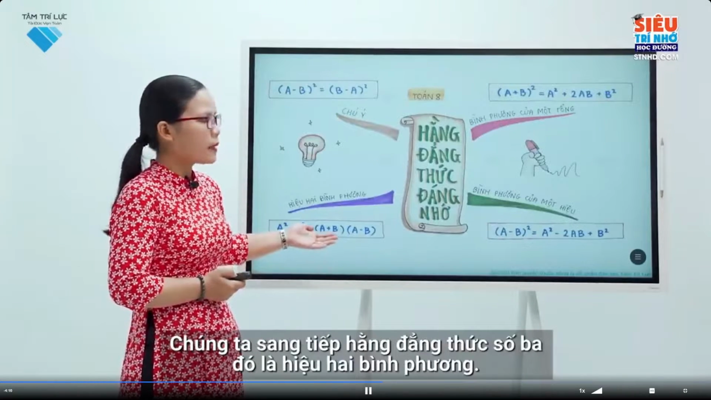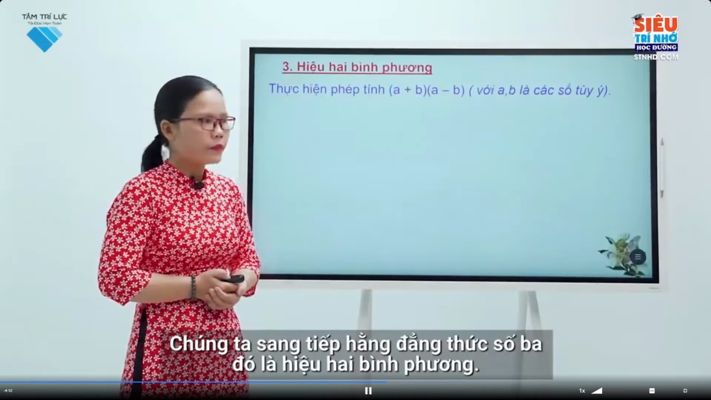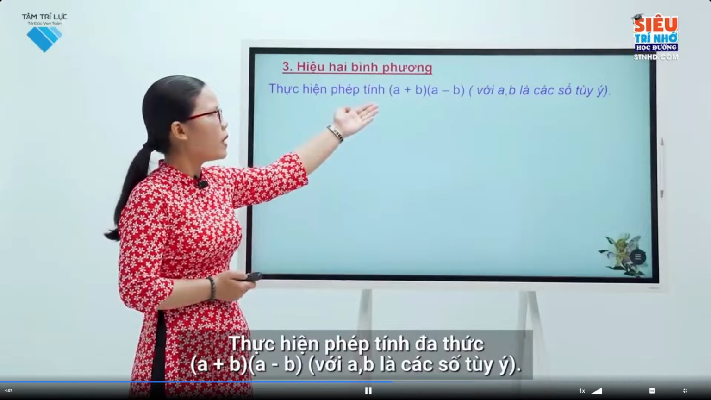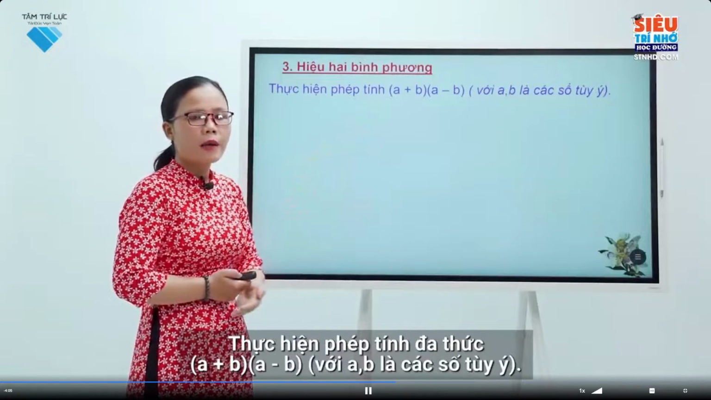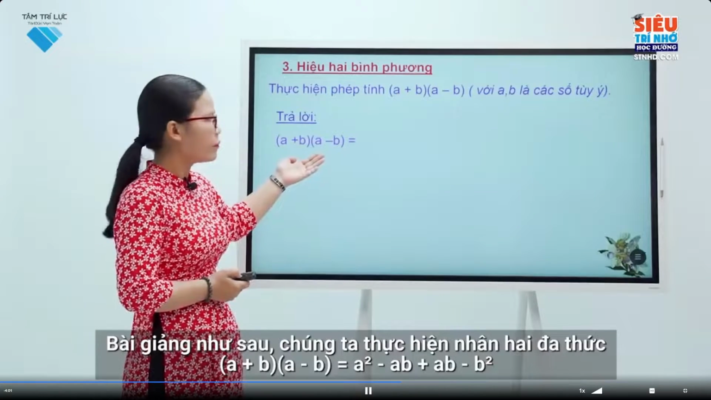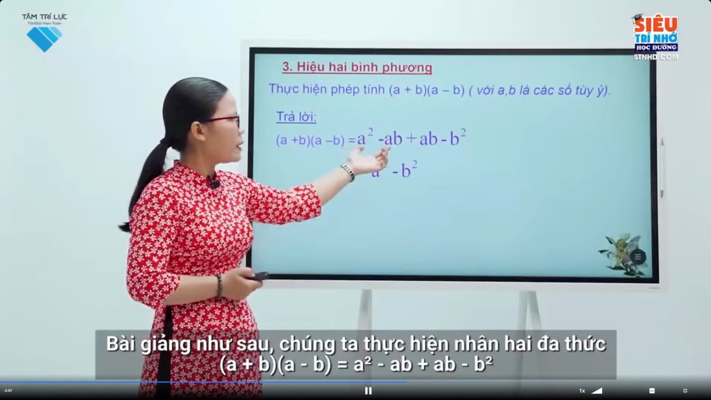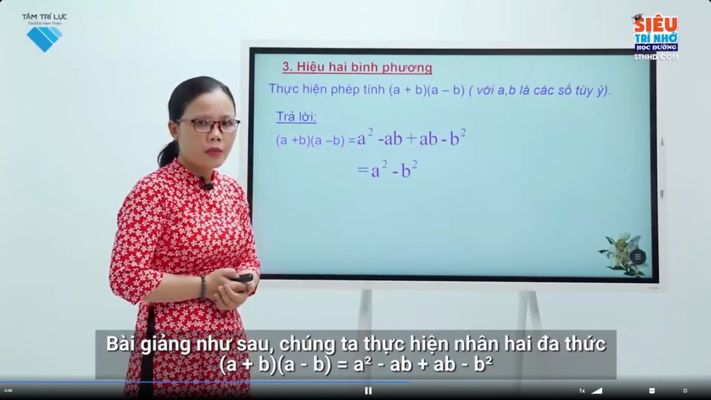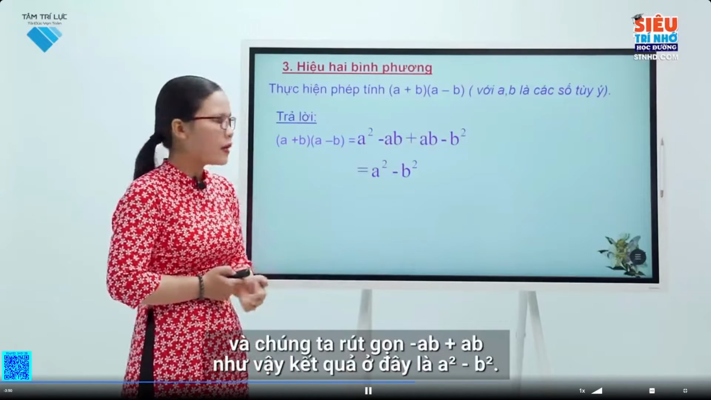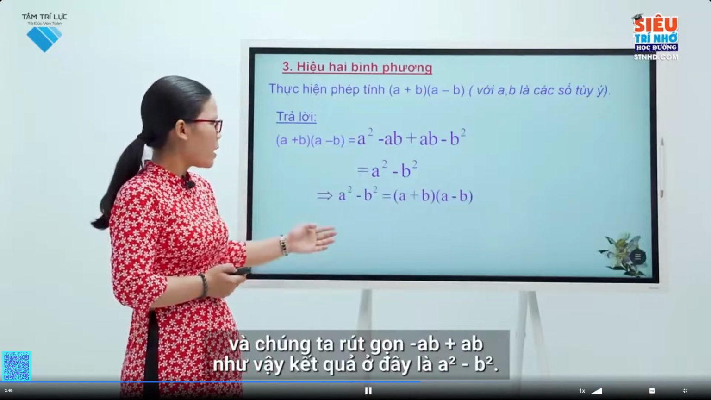We move to the identity number 3, that is the difference of two squares. Do the calculation of the polynomial (a + b) times (a - b), with a, b being arbitrary numbers. The solution is as follows. We multiply two polynomials, (a + b) times (a - b) equals a squared minus ab plus ab minus b squared. And we simplify minus ab plus ab, so the result here is a squared minus b squared.